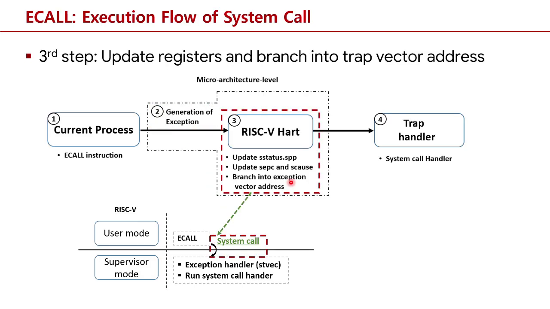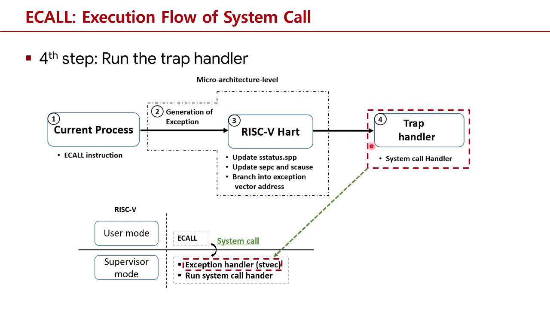And the next thing is that the RISC-V core will update several important control registers such as the supervisor cause register and the supervisor exception program counter register, and also it will update the SPP bit field inside the supervisor status register. And the last thing to do is to move to the trap vector base address, which will be performed in the third step. As the first step, the program counter will move to the trap handler.